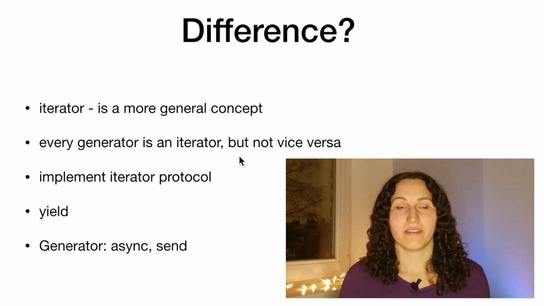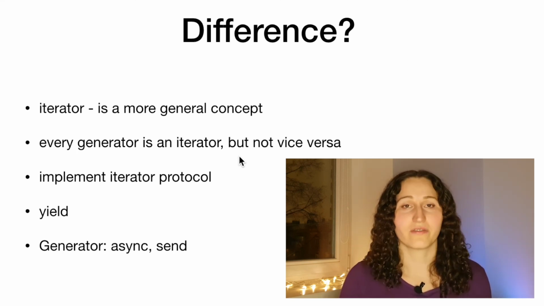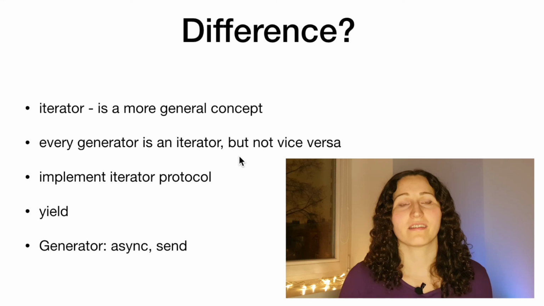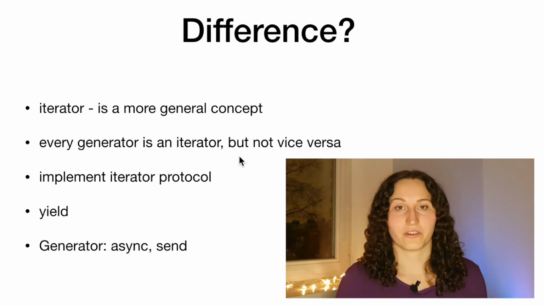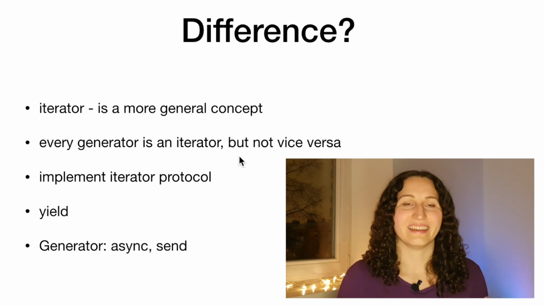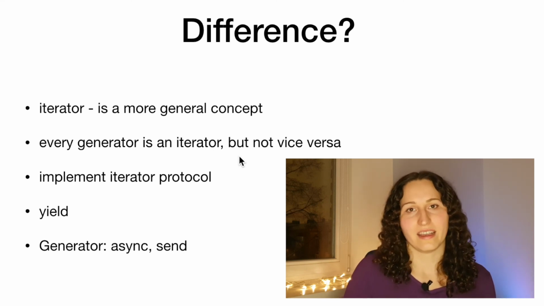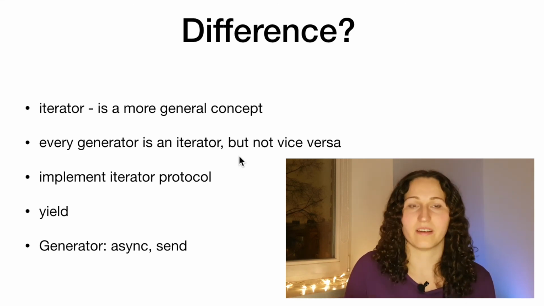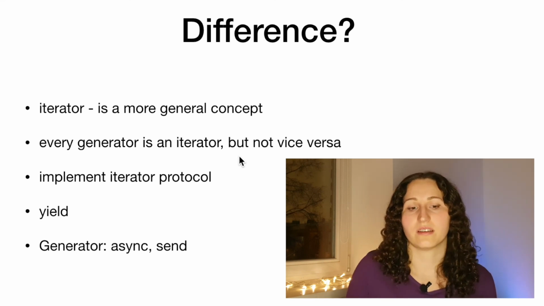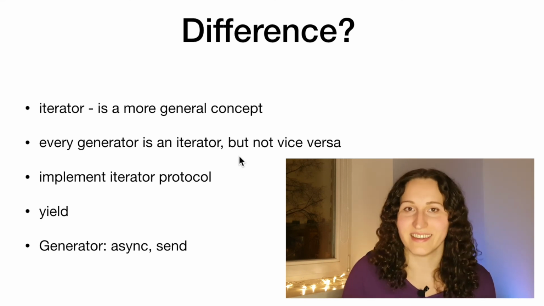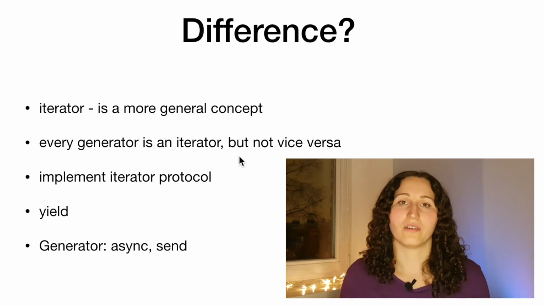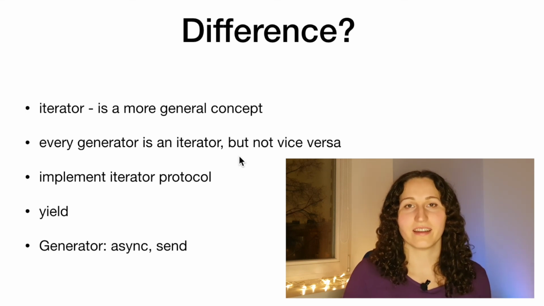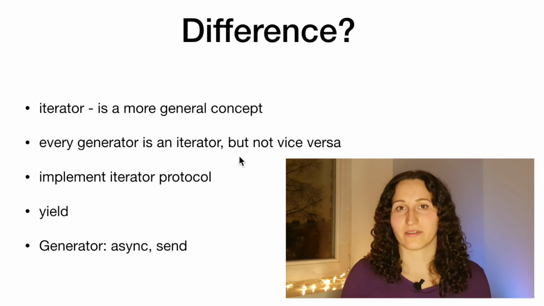And both these objects generate items when you call the next function for each of them, but the generator has many more features. Most of them are related to the yield keyword, which allows not only returning information to the caller, but also receiving information which was sent with the send function. And you also can turn your generator into an asynchronous generator, a coroutine, and execute your code asynchronously.